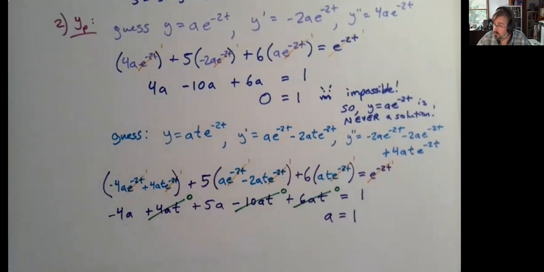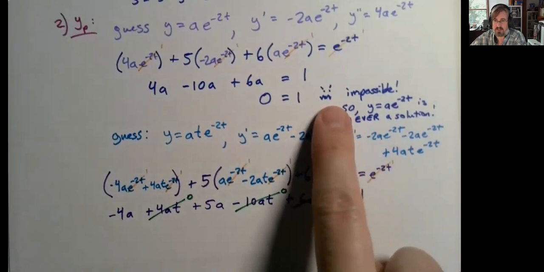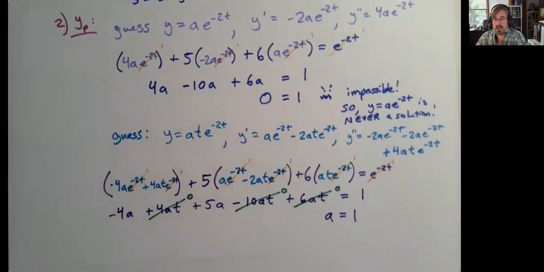So it worked only because that first guess was a complete and utter failure, right? We were able to figure it out because that first guess was wrong. So this is what it looks like when you have a guess go bad. You wind up with something impossible and you go, that can't be. Let me try another guess. And usually a good guess is multiply by t. Multiply your guess by t and try it again. That's usually a pretty good shot.